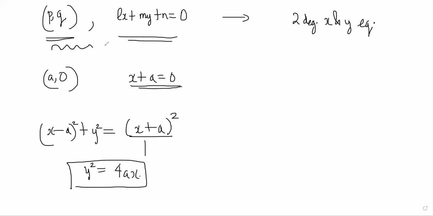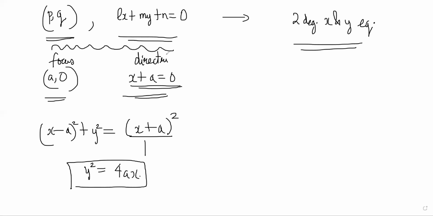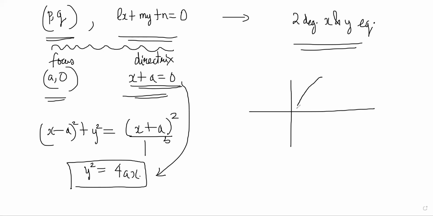You are not getting the full 2-degree equation in x and y because you have chosen the points and the line appropriately. So the focus and directrix are like this, and the equation of the parabola becomes this. In this case, the graph of the parabola will look like this. y square is equal to 4ax.